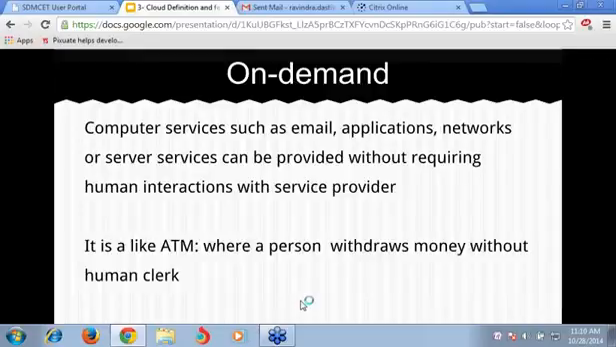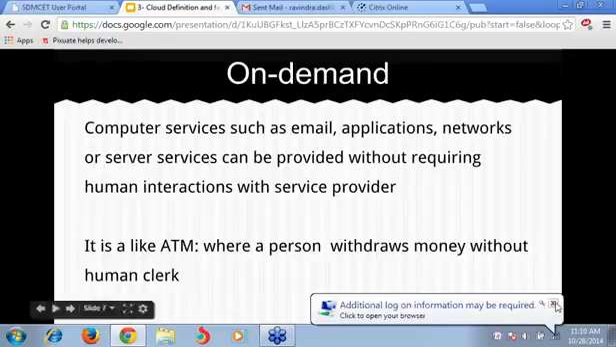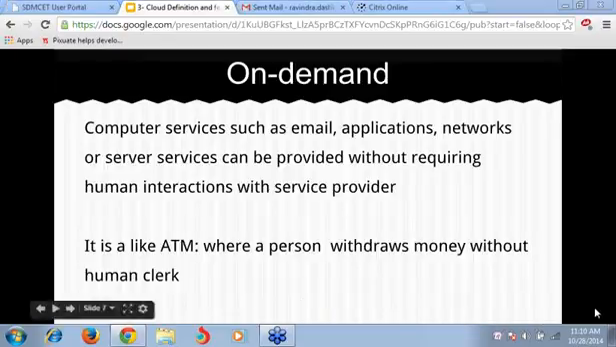You just go there, swipe your card, put in your PIN number, and get the money. So everything is automated. So similarly in cloud computing, the service provider has automated the entire process, so that you don't have to worry about it, and it is automated. So such a service where resources are given directly to you without much intervention is called on demand. It is like an ATM.